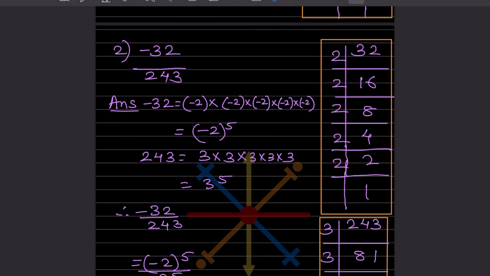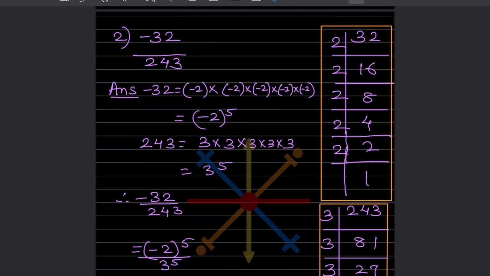So now we are going to do minus 32. 5 means it is going to be this odd number. So we are going to take minus 2, minus 2, minus 2, 5 times. So now see, minus 2 raised to 5. So that is going to be minus 32.